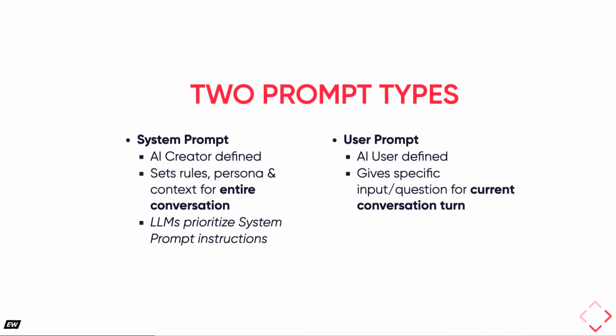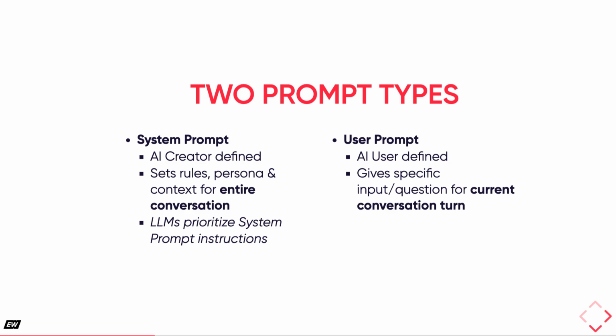When engineering prompts for conversational AI, it's useful to distinguish between two main types, the system prompt and the user prompt. The system prompt is defined by the AI creator, that's you, when building an AI assistant. It sets the overarching rules, defines the AI's persona, and establishes the context for the entire conversation. Crucially, aligned LLMs are trained to prioritize the instructions given in the system prompt.